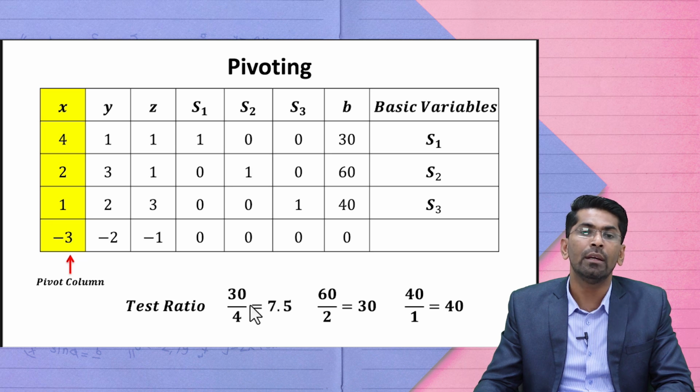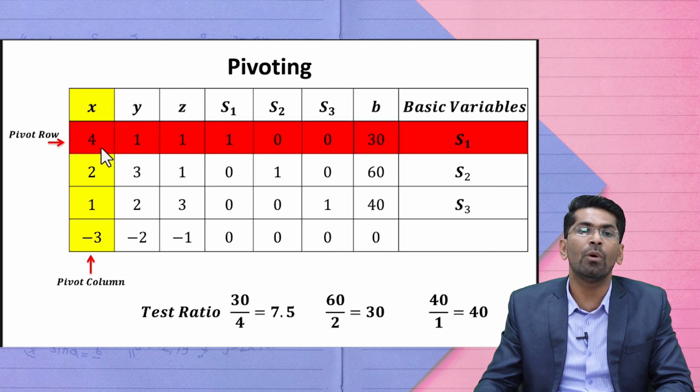So it will be here, the 7.5, which belongs to the first row, that is 30 divided by 4, which is equal to 7.5. So the row corresponding to the 7.5 can be represented as a pivot row. I am going to represent here, this is the pivot row. The first row will be considered as the pivot row.